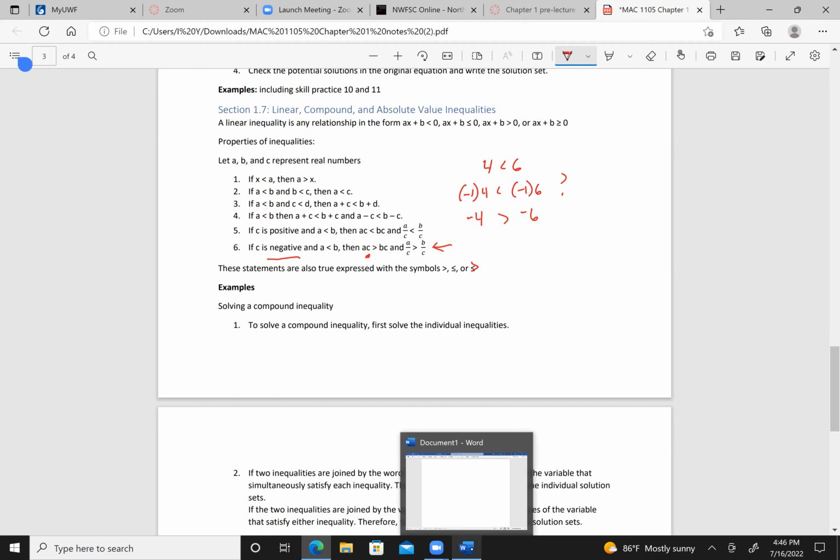So let's go to some examples of this, and we'll start off with skill practice 1. Solve the inequality, graph the solution set, and write the solution set in set builder notation. Now we haven't talked about that yet, so we'll talk about that as we do it. So the inequality is -5t minus 6 is greater than or equal to 24.